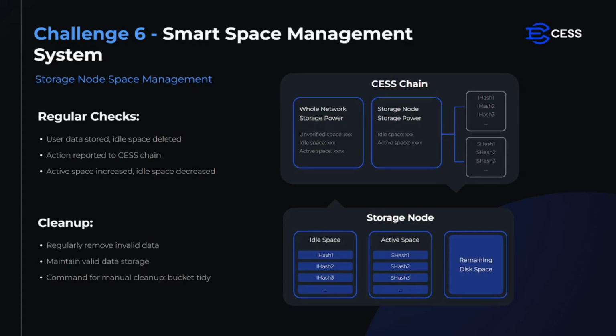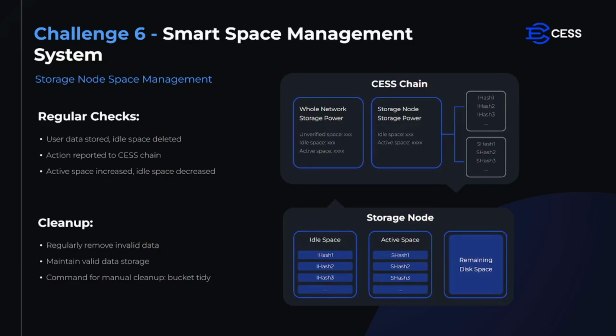Active space. This area contains user data hashes such as S-1, S-2, etc. This space is actively used for storing data and is crucial for meeting user storage requirements. The remaining disk space represents the available space on the storage nodes after accounting for both idle and active space, which is the unverified space.